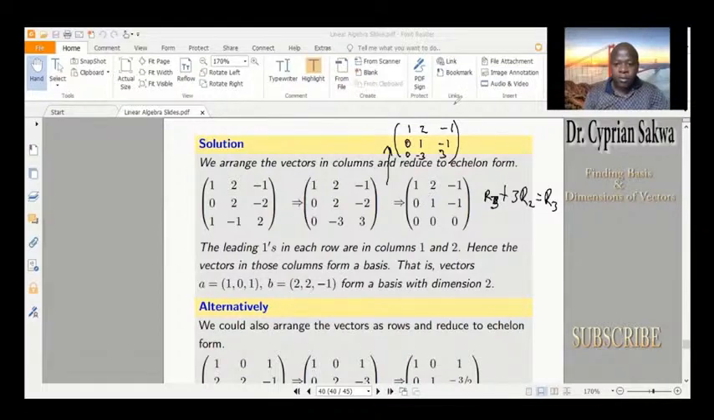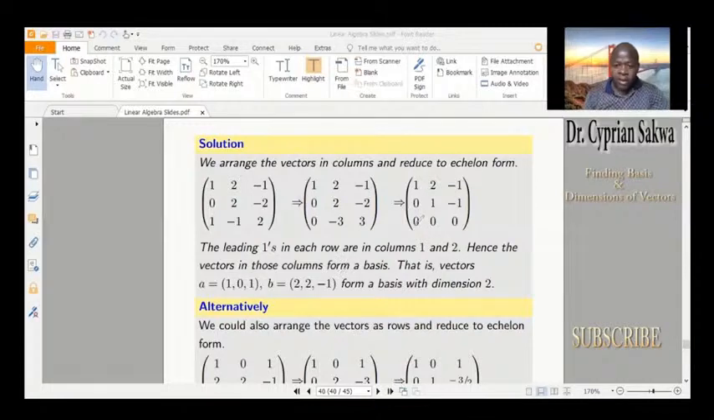So what was the question? The question was, I wanted the basis for the vectors. So I go for the leading ones. I have this leading one and this leading one. This leading one is in column 1, and this leading one is in column 2. You can see that column 3 has no leading one. So the leading ones are the ones that will guide me to get the basis. So I've written down that the leading ones in each row are in column 1 and column 2. Hence, the vectors in those columns form the basis.